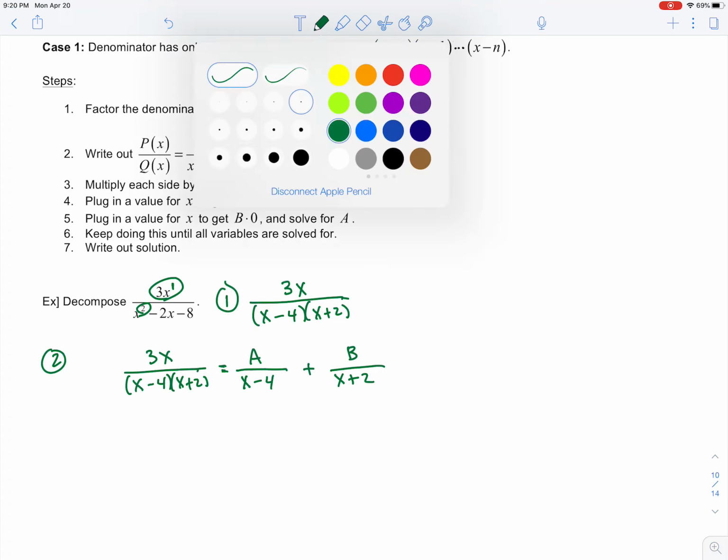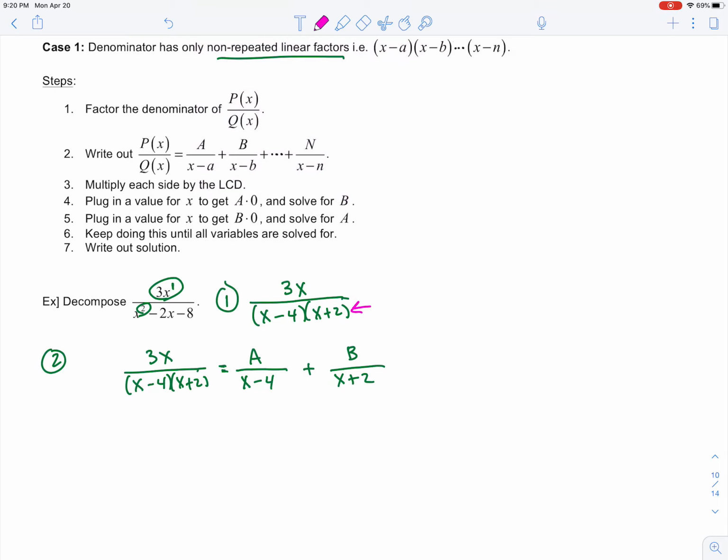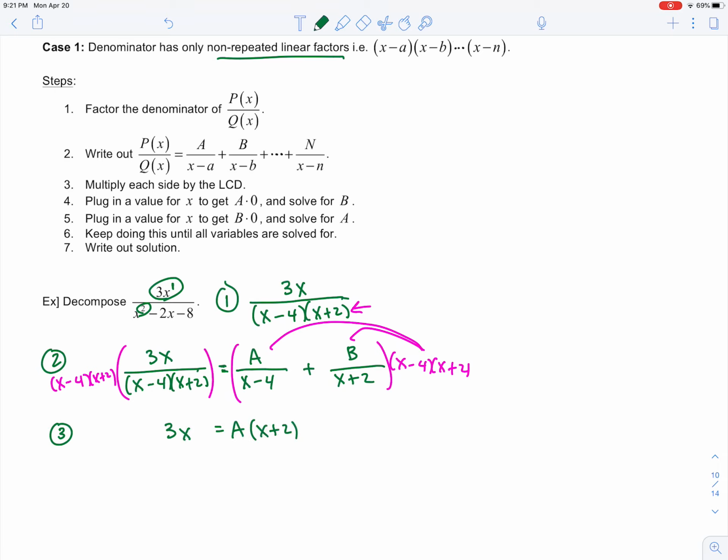So the next thing is to multiply both sides by the LCD. The LCD will be this here. So I'm going to multiply both sides by x minus 4 times x plus 2. And of course it will get distributed over here because I have 2 terms over here. So here's my step 3. I'm distributing, it cancels over here. When I distribute it over here, it cancels differently with each fraction.